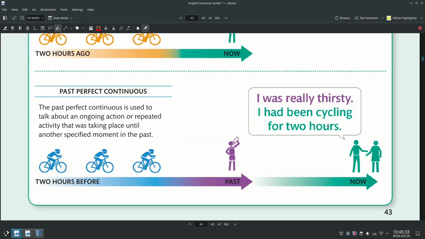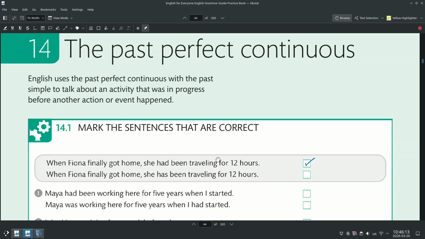But the past perfect continuous is used to talk about an ongoing action or repeated activity that was taking place until another specific moment in the past. I was really thirsty. I had been cycling for 2 hours. Right now, I don't want any water. I do not feel thirsty right now, but I was, perhaps yesterday. That's the difference. Let's have some practice.